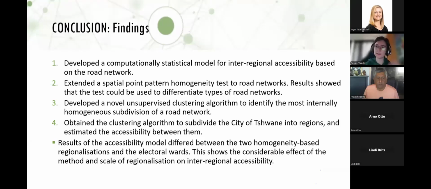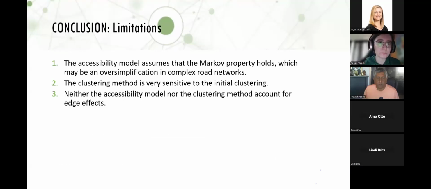And this does make sense. It corresponds to what's called the modifiable areal unit problem in geography, which is that if you look at different scales or different areas, you can expect different results, which is what we got as well.